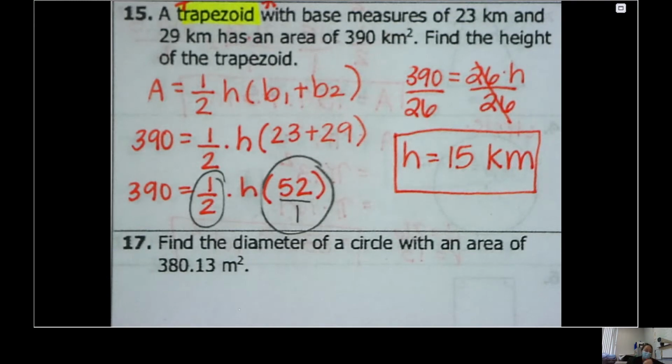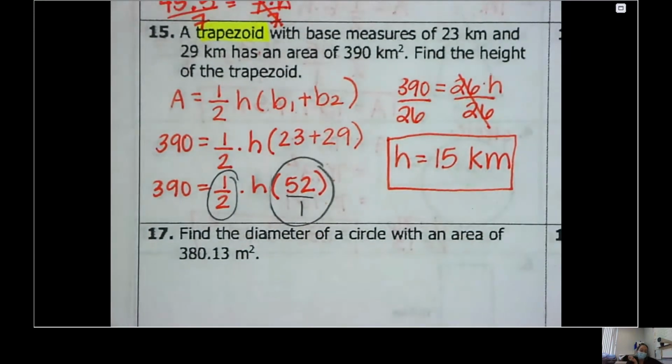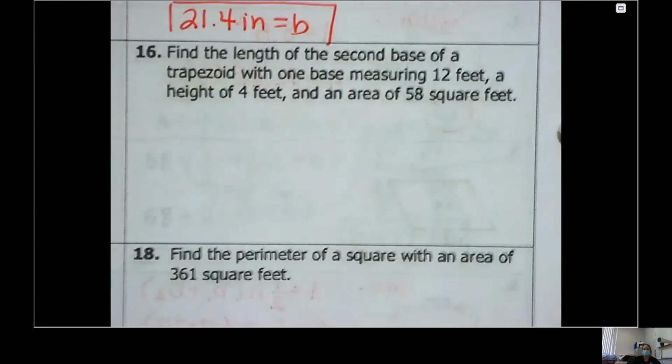Okay, number 16. Find the length of the second base of a trapezoid with one base measuring 12 feet, a height of 4 feet, and an area of 58. So we're looking at number 16. What should be the first thing that I do?